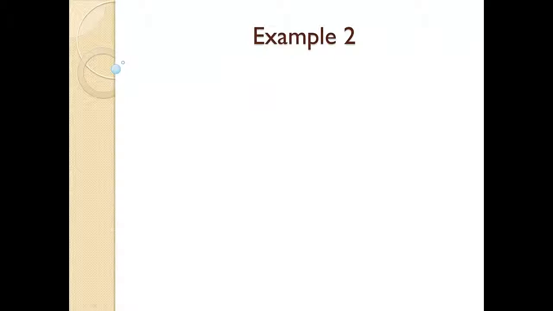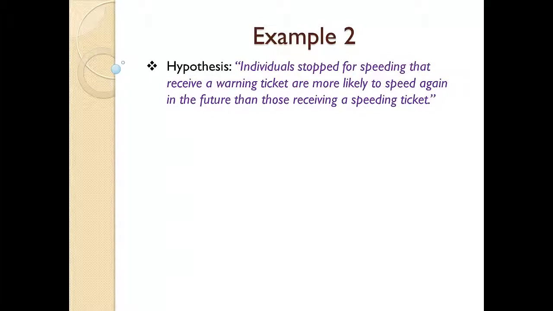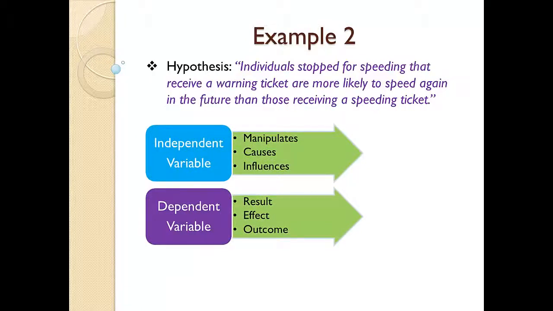This time, let's look at a hypothesis for a criminal justice related study. My hypothesis in this study will be individuals stopped for speeding that receive a warning ticket are more likely to speed again in the near future than those receiving a speeding ticket. Okay, take a moment now and look at the criteria for both the independent and dependent variables and tell me what they are in this hypothesis statement.